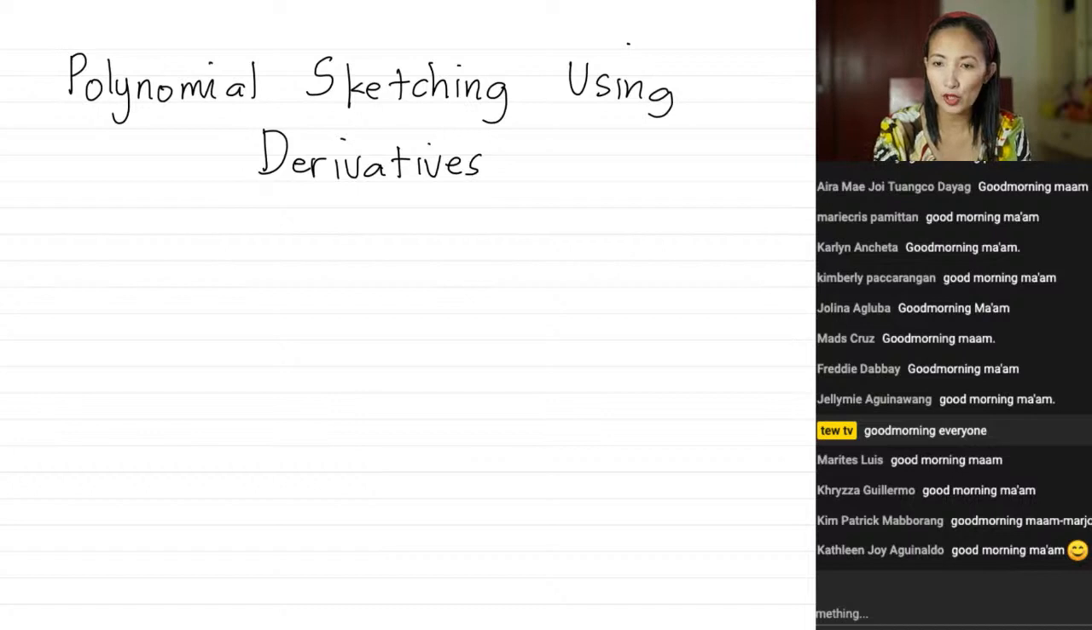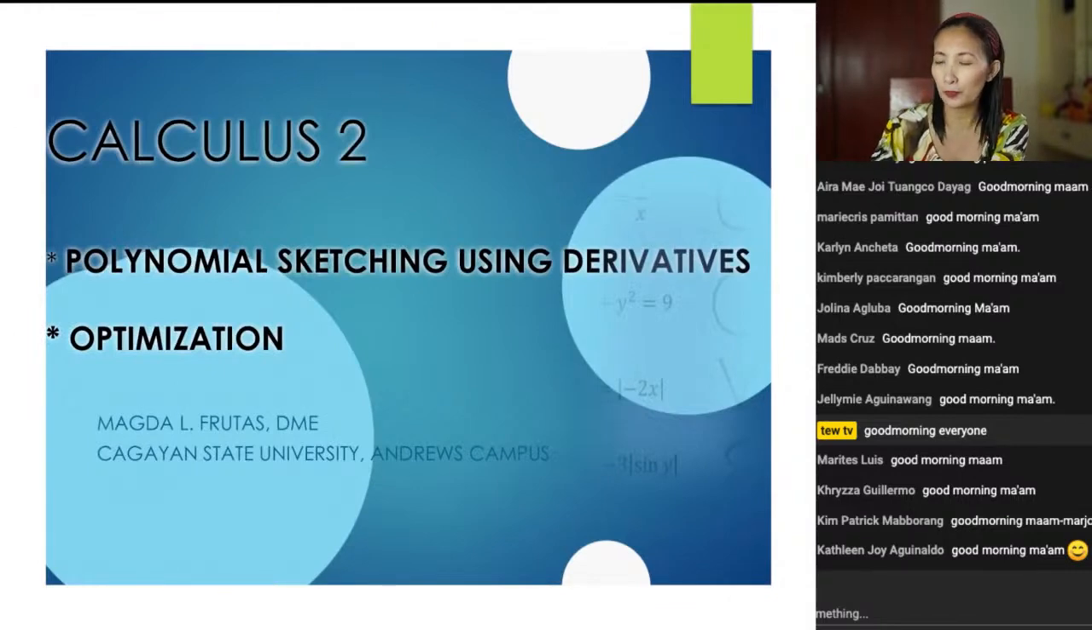This morning, we shall tackle two topics: polynomial sketching using derivatives and optimization. We hope that by next meeting, we shall begin with integral proper. So, we will try to finish everything this morning on polynomial sketching and optimization, minima, maxima, or applications of your derivative concept. So we begin with polynomial sketching.